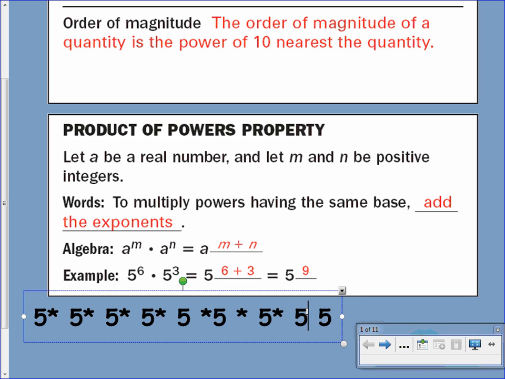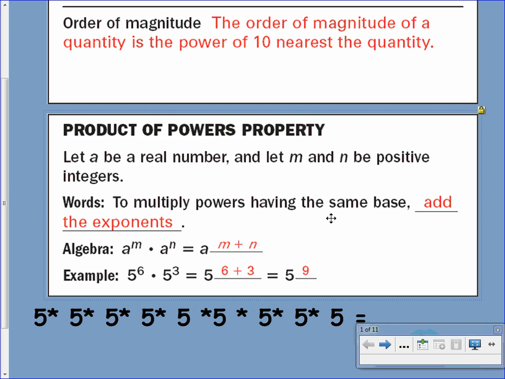Look at what you end up having. You end up having 5 nine times. That's where we get it. You're repeatedly multiplying. That's what exponents are. So 5 to the 6th power means 6 5s, times 5 to the 3rd power means 3 more 5s.